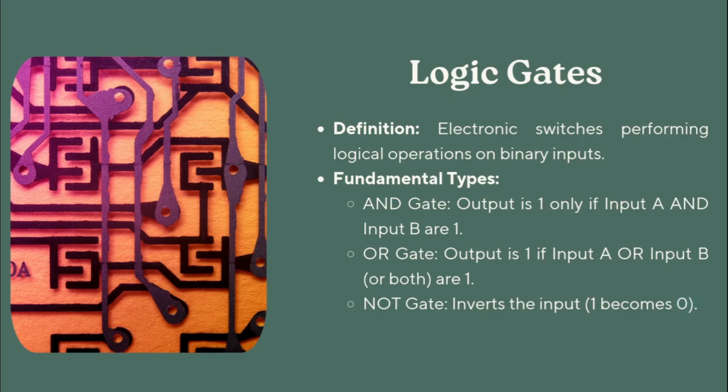Logic gates are small electronic switches on digital circuits. They take binary inputs and produce a binary output based on logic rules. By combining billions of these, CPUs perform complex tasks. The three fundamental types of logic gates are AND gates, OR gates, and NOT gates. AND gates require both inputs to be true. OR gates require at least one input to be true. A NOT gate simply inverts the input.